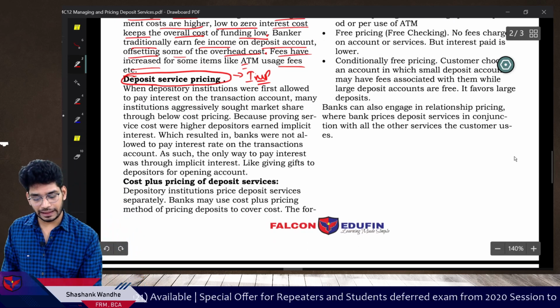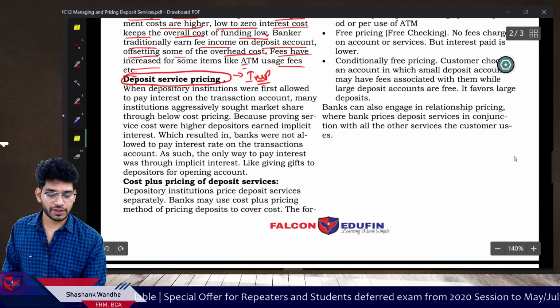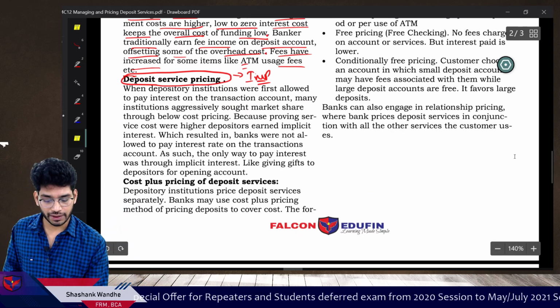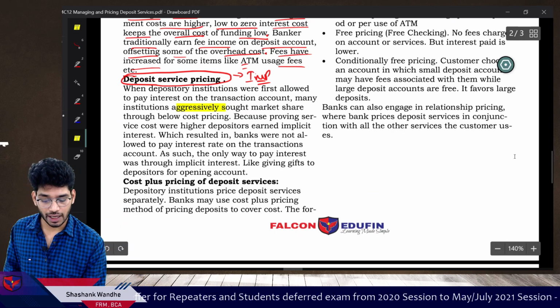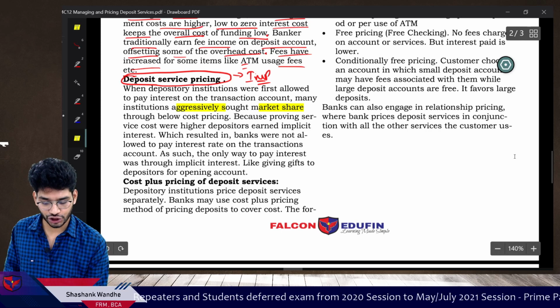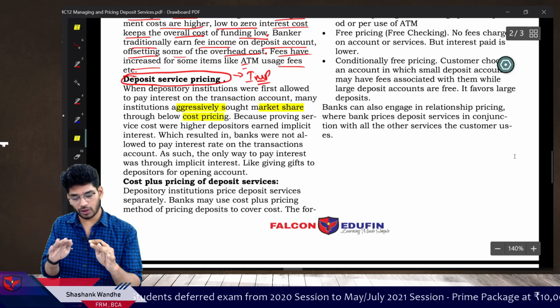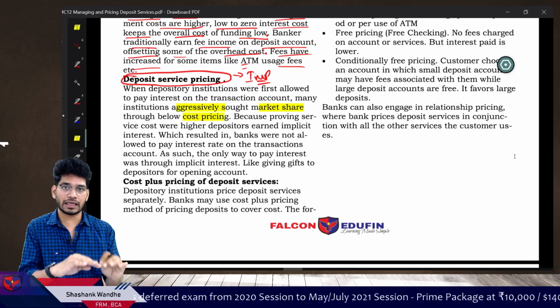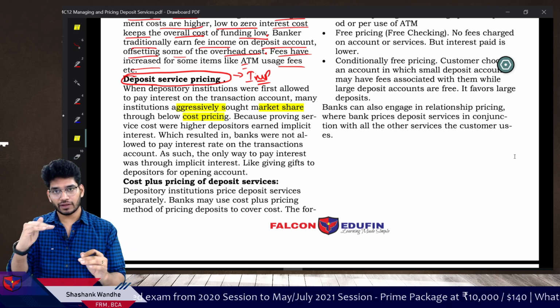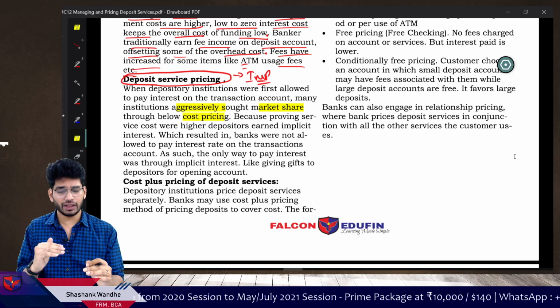I'll just quickly read this part. When the depository institutions were first allowed to pay interest on transaction accounts, many institutions aggressively sought market share through below-cost pricing. So whatever cost the bank was incurring to provide these services, they were charging less.